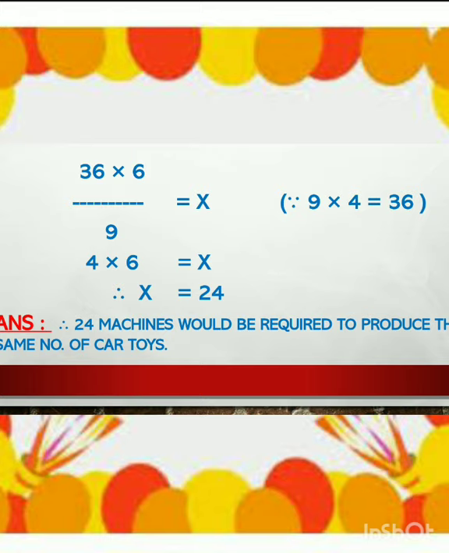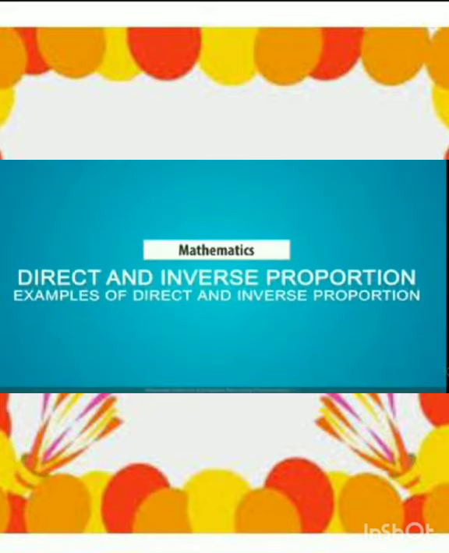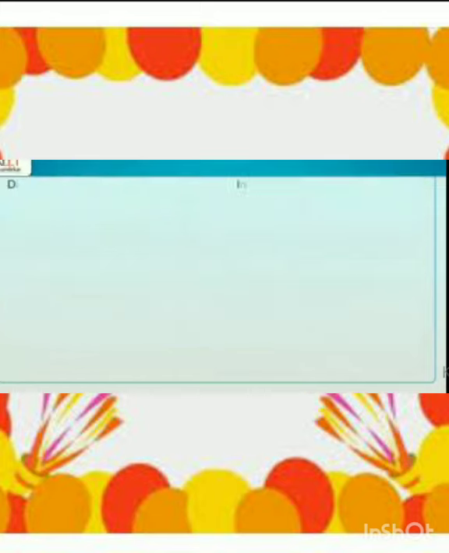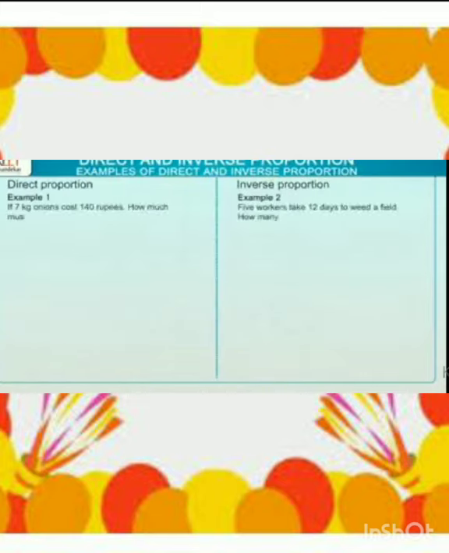I hope you all have understood today's topic. Now we will see the difference between direct and inverse proportion. In this video, we will learn how to solve the examples of direct and inverse proportion. The examples are on the screen. Read them very carefully. Let us now analyze the first example.